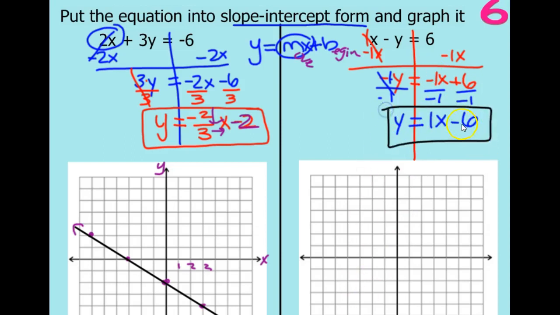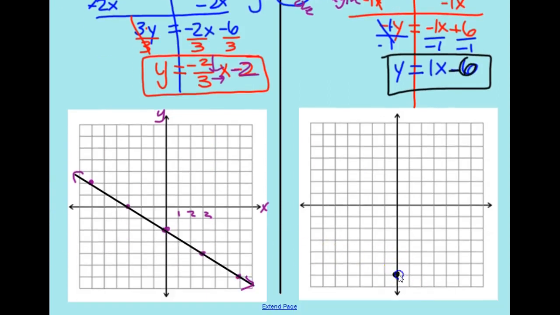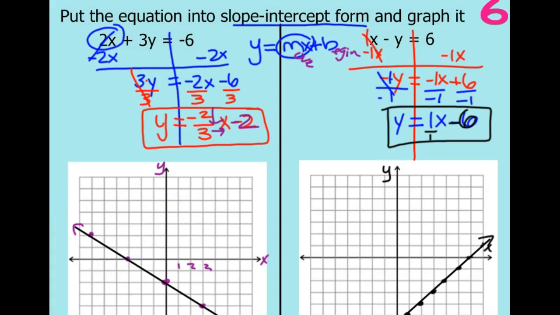So when I graph this, I'm beginning at negative 6 on my y-axis right here. And my slope is really a fraction 1 over 1. Rise 1, run 1. Rise 1, run 1. Or down 1, 1 to the left. And there is our equation. We have graphed in the function form y equals mx plus b.